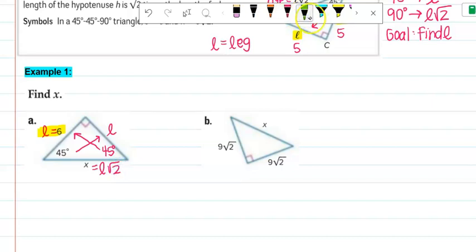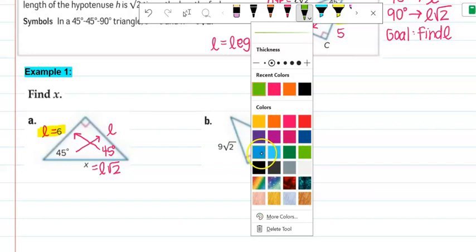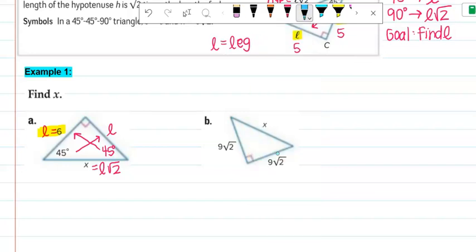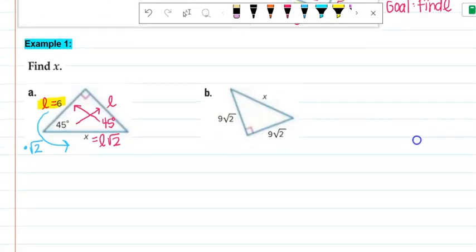So the side across from our hypotenuse is our leg times the square root of 2. You can also think about it in a slightly different way: if you have the smaller side and you're trying to get to the bigger side, you want to multiply it by the square root of 2, right? Where we have a leg, we know the hypotenuse is going to get bigger, so we would multiply by the square root of 2.